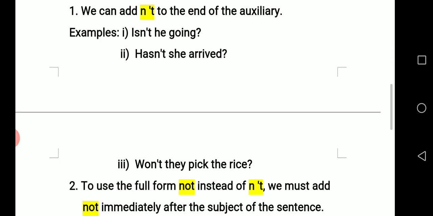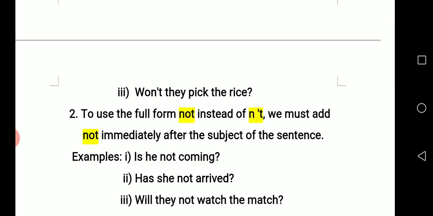Another way is to use the full form not instead of n't. We must add the not immediately after the subject of the sentence.